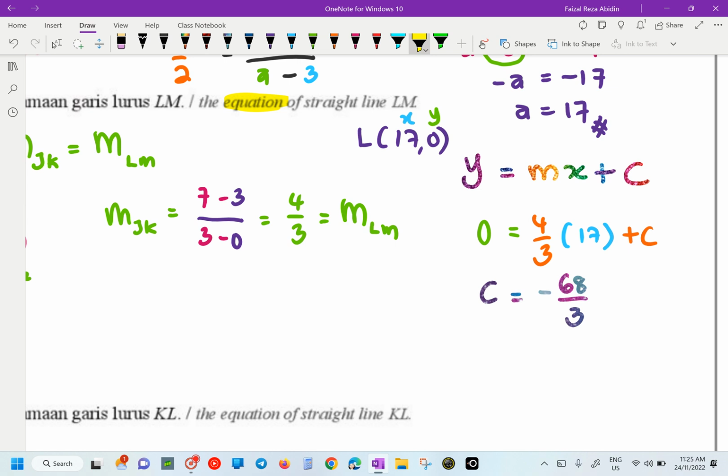So by substituting back into our equation, y equals gradient 4 over 3 x plus minus 68 over 3. This will be your equation of straight line LM.